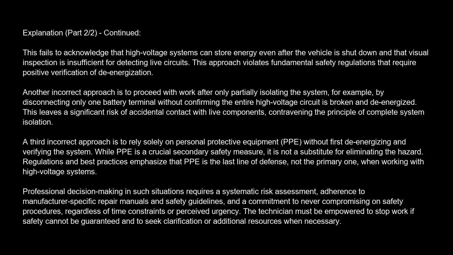Another incorrect approach is to proceed with work after only partially isolating the system. For example, by disconnecting only one battery terminal without confirming the entire high-voltage circuit is broken and de-energized. This leaves a significant risk of accidental contact with live components, contravening the principle of complete system isolation. A third incorrect approach is to rely solely on personal protective equipment, PPE, without first de-energizing and verifying the system. While PPE is a crucial secondary safety measure, it is not a substitute for eliminating the hazard. Regulations and best practices emphasize that PPE is the last line of defense, not the primary one, when working with high-voltage systems.